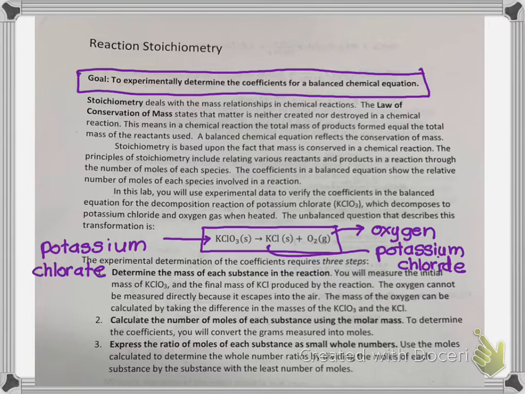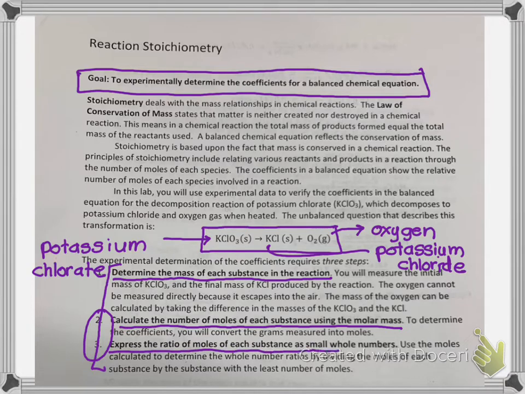Now really, if you look down here at the steps, during the experiment there was only one thing I had to measure. I had to determine the masses of each one of these three reaction components: the potassium chlorate, the oxygen, and the potassium chloride. Once I do that, everything else is a calculation. I'd calculate the number of moles from the mass using the molar mass, and then I would take a ratio of those moles by dividing all 3 moles by the smallest number of moles.